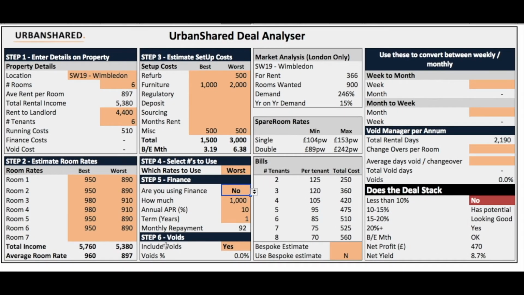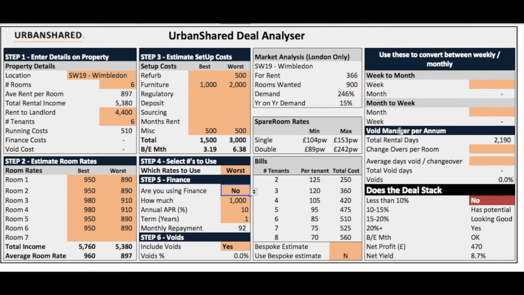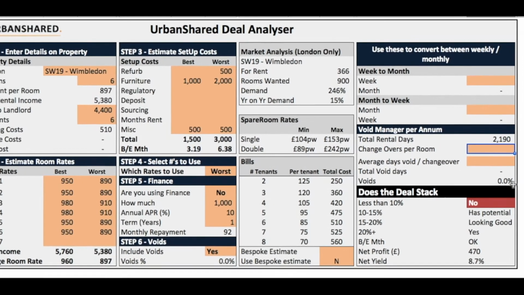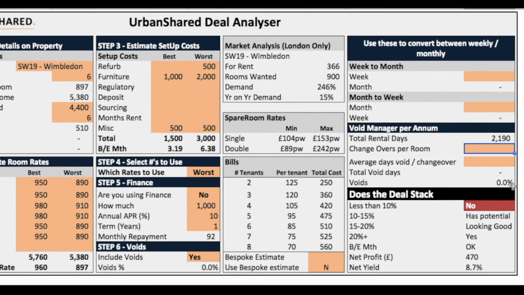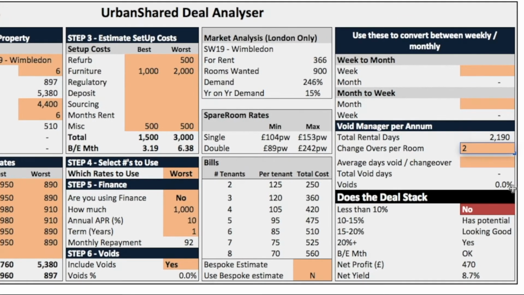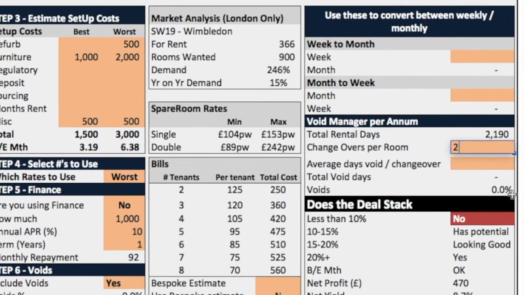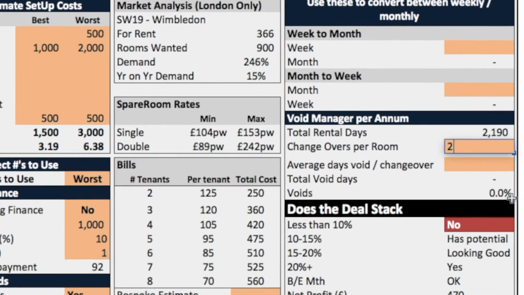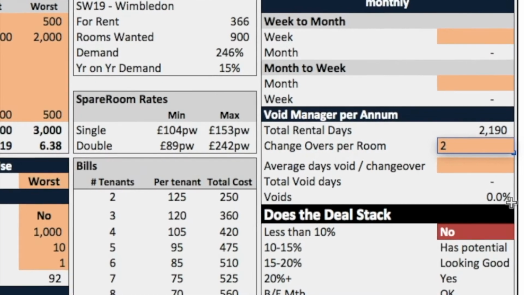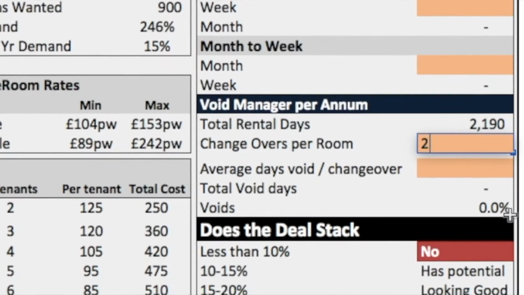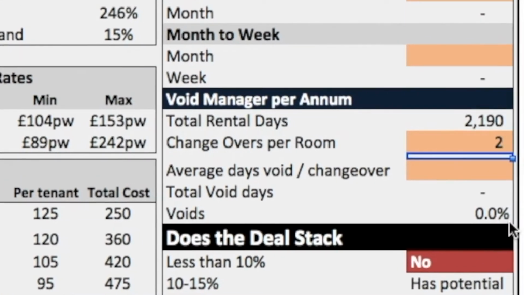In terms of using voids, our void calculation is over here. I've discussed voids in a previous video, and on a property such as this, we would estimate that we would have 2 changeovers per year, which is essentially 2 6-month contracts. We actually know now with our data that the average tenure in our properties is between 10 and 11 months, so the changeovers are actually less than 2.